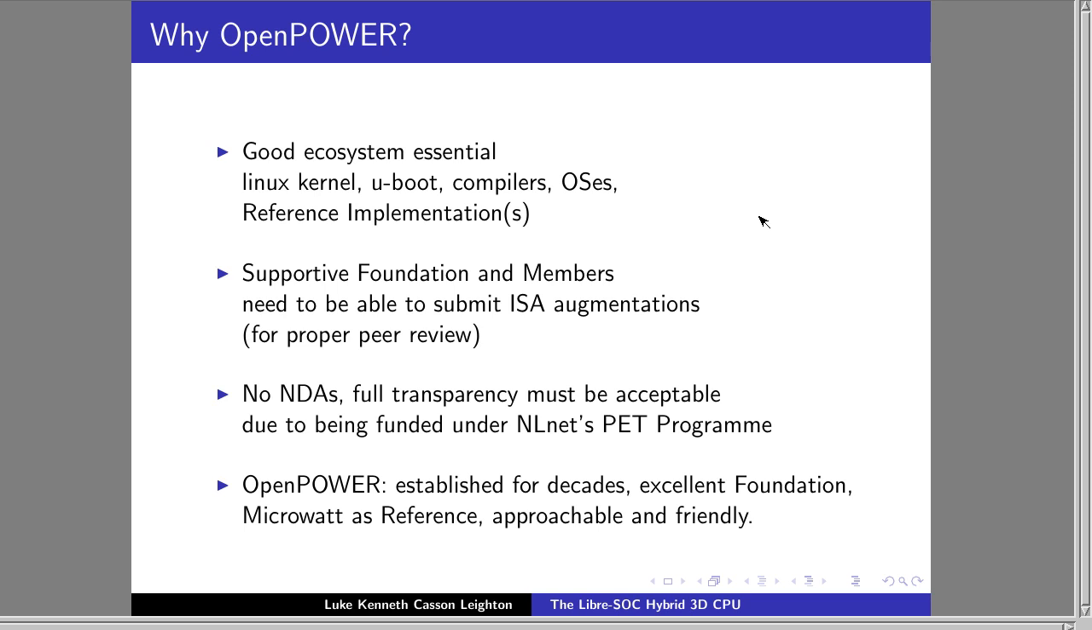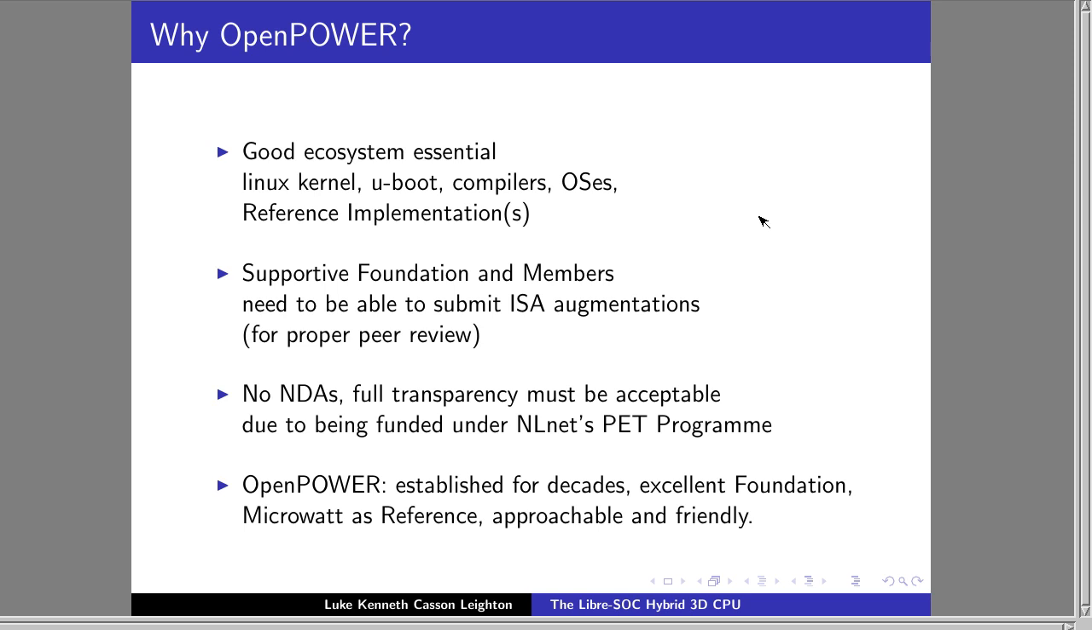We need to not be under any NDAs, and we need other people to not be under any NDAs either. Full transparency must be acceptable due to being funded under NLNet's Privacy and Enhanced Trust Program, but also so that we can engage with professionals the world over who support the entire concept of open source and Libre. They're not going to sign an NDA or some agreement just to get access to a mailing list in order to give us advice on mistakes that we're making. They're going to want to see everything right there, right then, in order to probably help.